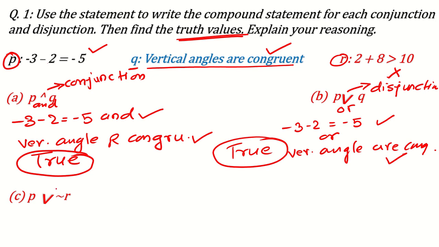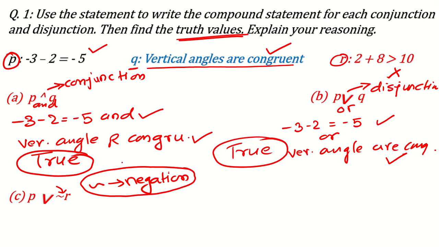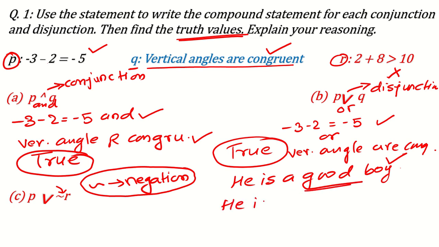Now what is this sign? What is this meaning? This means negative, or negation of the statement. Now for writing the negation, you will have to be very, very careful. For example, if I say he is a good boy, now what will be its negation? Will you say that he is a bad boy? No, you will not say like this. You will say he is not a good boy.